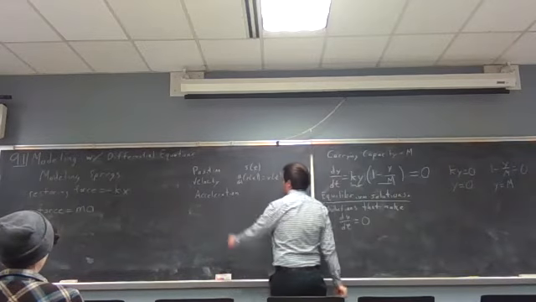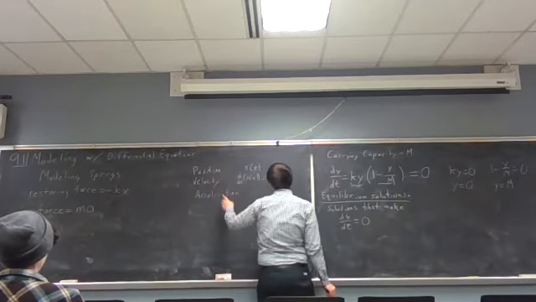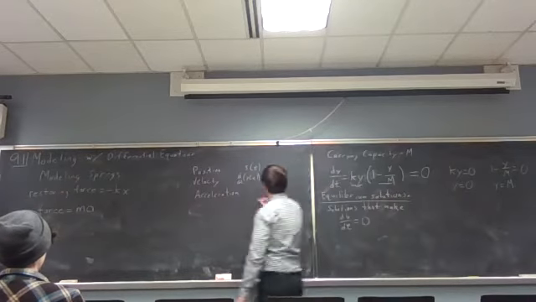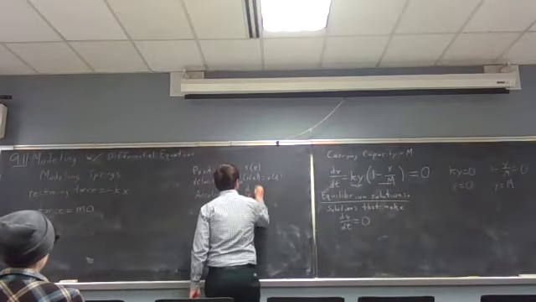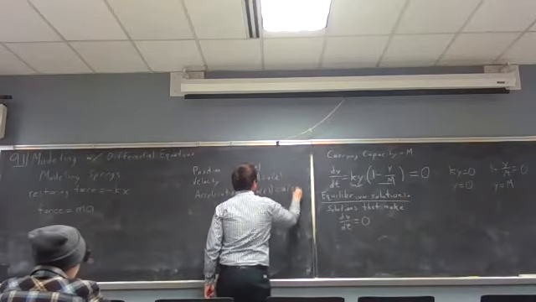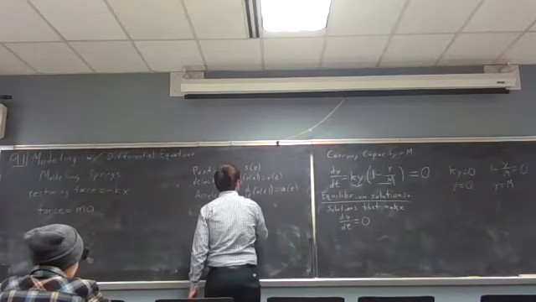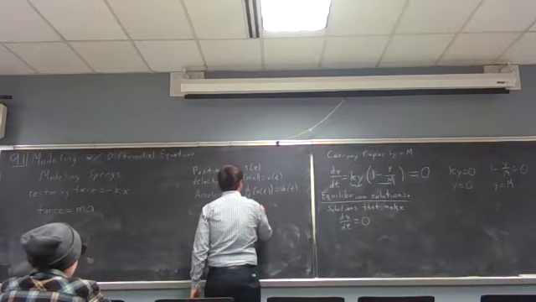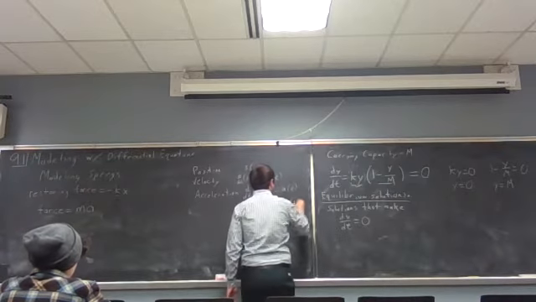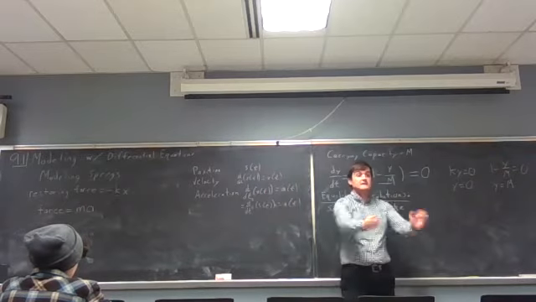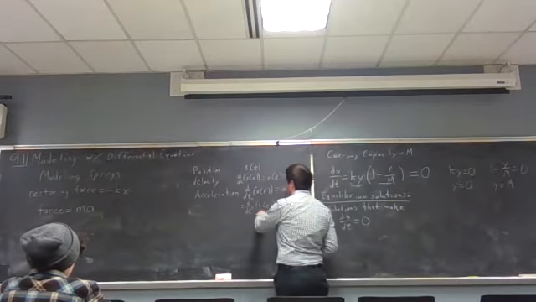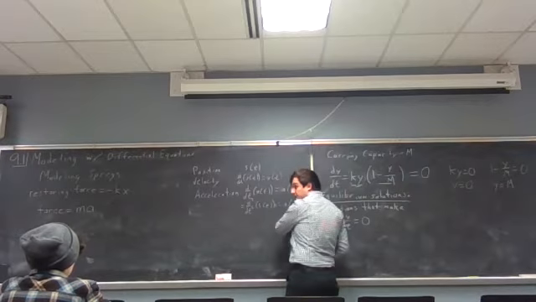Now, how does the acceleration relate to the velocity? It's the derivative of the velocity. Good. So that would be a of t, which is also the same thing as the second derivative of the position. That's the key thing here: the second derivative of my position is my acceleration.